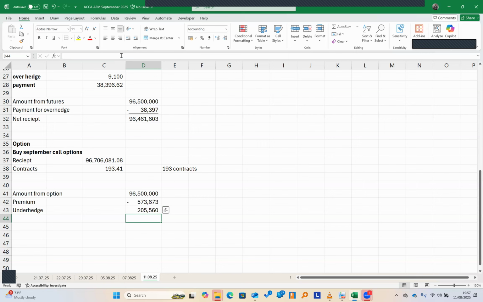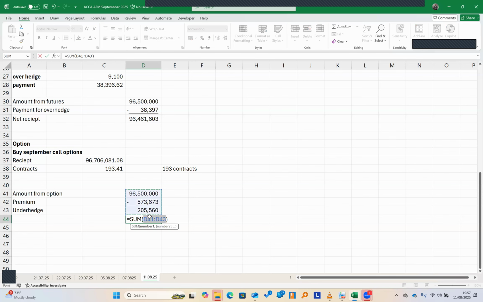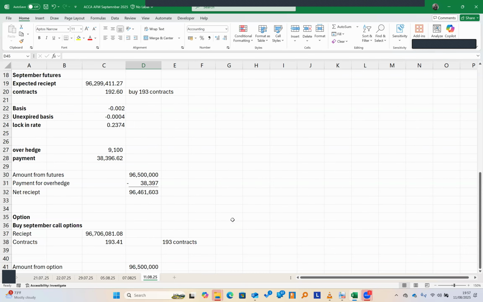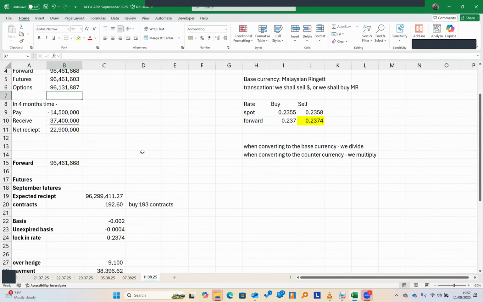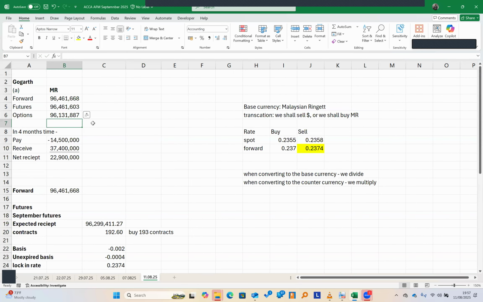So now, because this is going to be given to us, remember we had extra dollars, so we shall get more Malaysian ringgit. This is premium which is paid. This is how much we have received. So when you add everything up, you end up with 96.131. And that's what we shall receive for the options. Now, the other thing you should do is to check amongst these three which one gives us the highest figure. So 96,461,668. The forward rate gives us the higher amount.